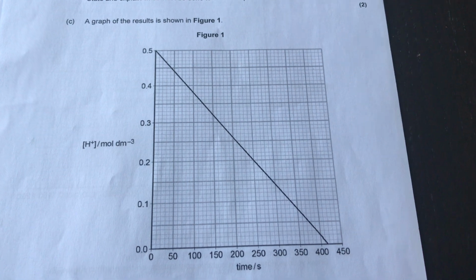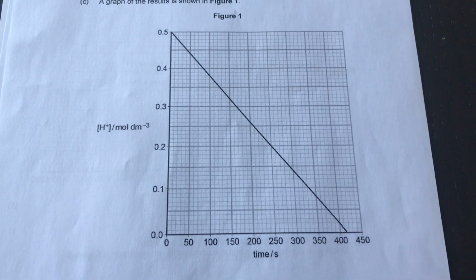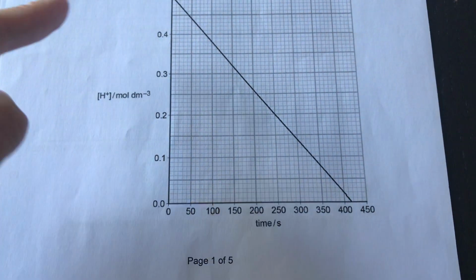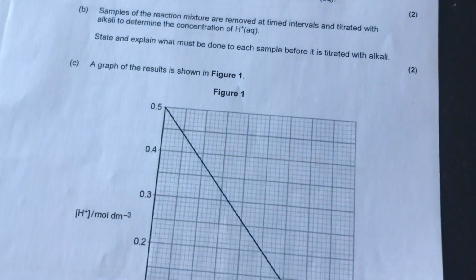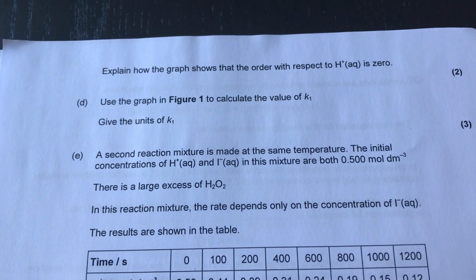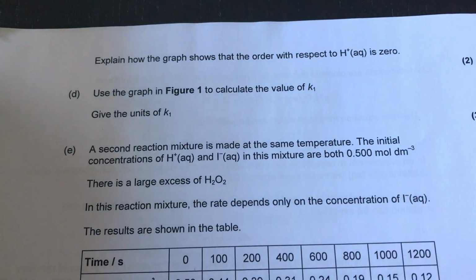Right, question C, a graph of the results is shown in figure 1. And there it is. Now, let's pay particular attention here to the axes. We have got time versus concentration. And the question asks, explain how the graph shows that the order with respect to H plus is 0.